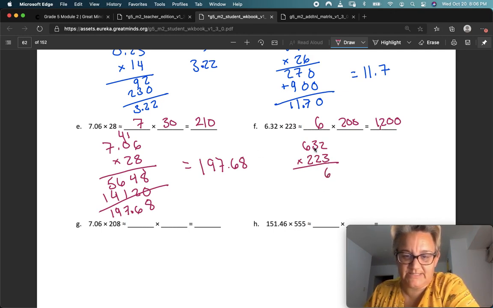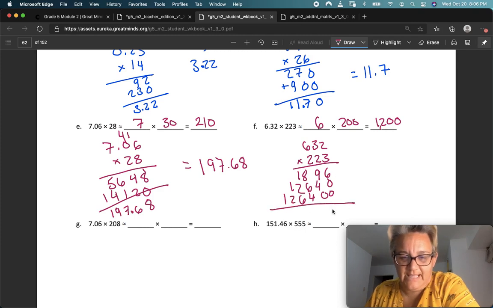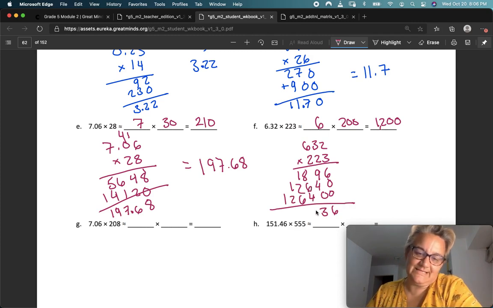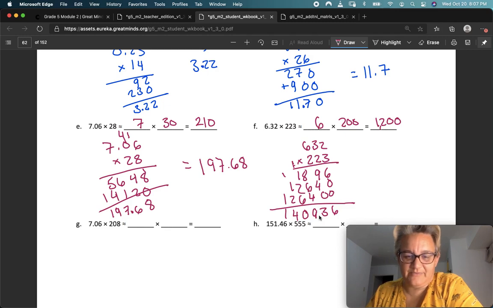So 3 times 2 is 6, 3 times 3 is 9, 3 times 6 is 18. Drop the 0. 2 times 2 is 4, 2 times 3 is 6, 2 times 6 is 12, and then 2 zeros. 2 times 2 is 4, 2 times 3 is 6, 2 times 6 is 12. And now I've got 6, 13, carry the 1 is 9, plus 6 is 15, plus 4 is 19, carry the 1. 1 plus 1 is 2, plus 2 is 4, plus 6 is 10, carry the 1. And 1 plus 1 is 2, plus 2 is 4, and 1. Okay, now I have to put my decimal point back in, and my answer is 1,409 and 36 hundredths. Pretty close to my estimate.